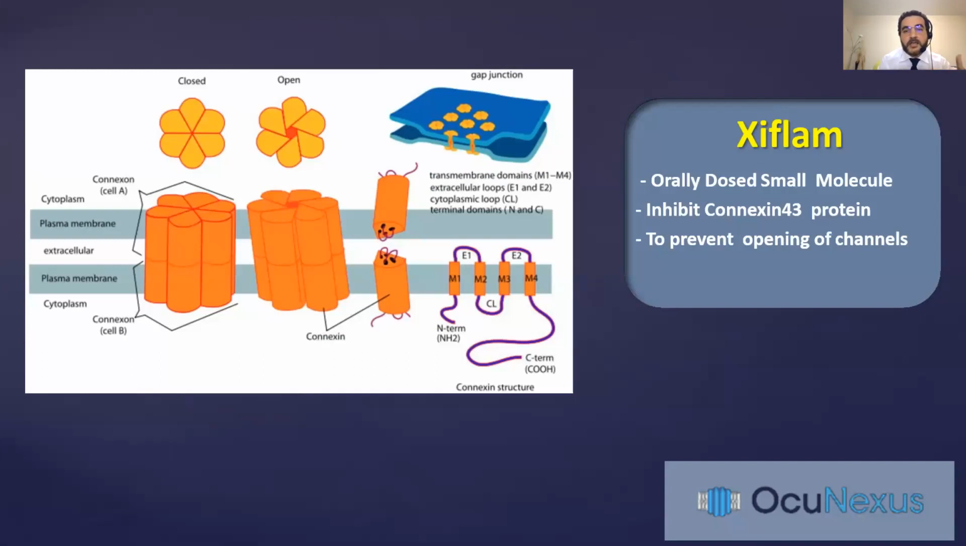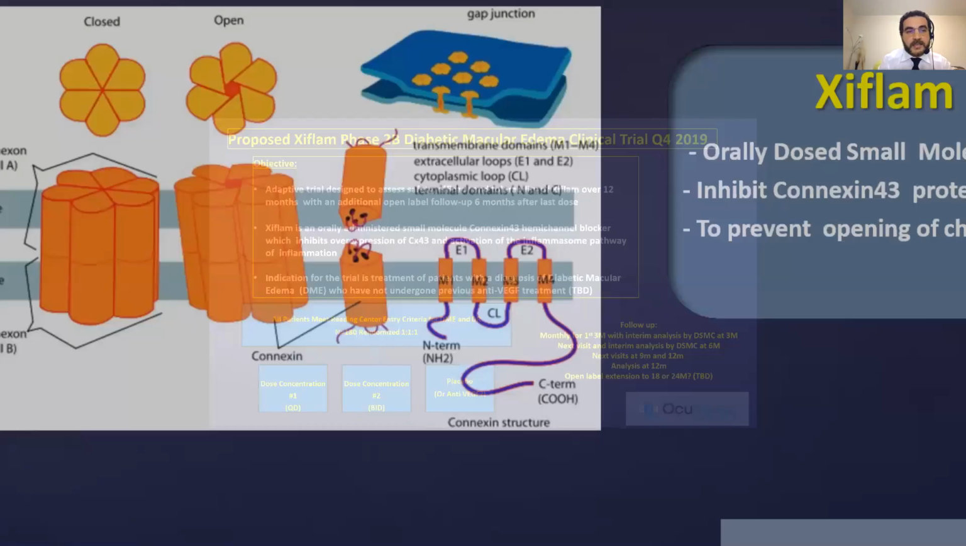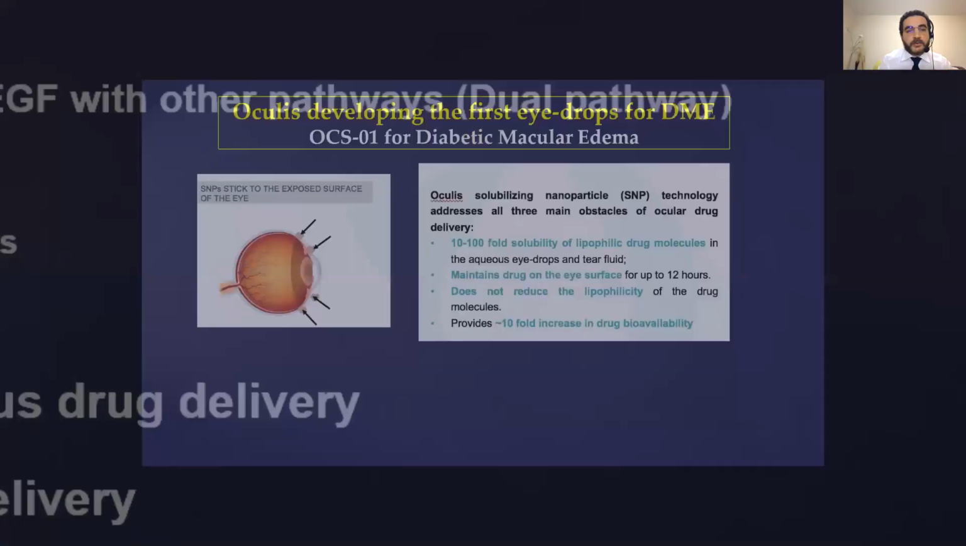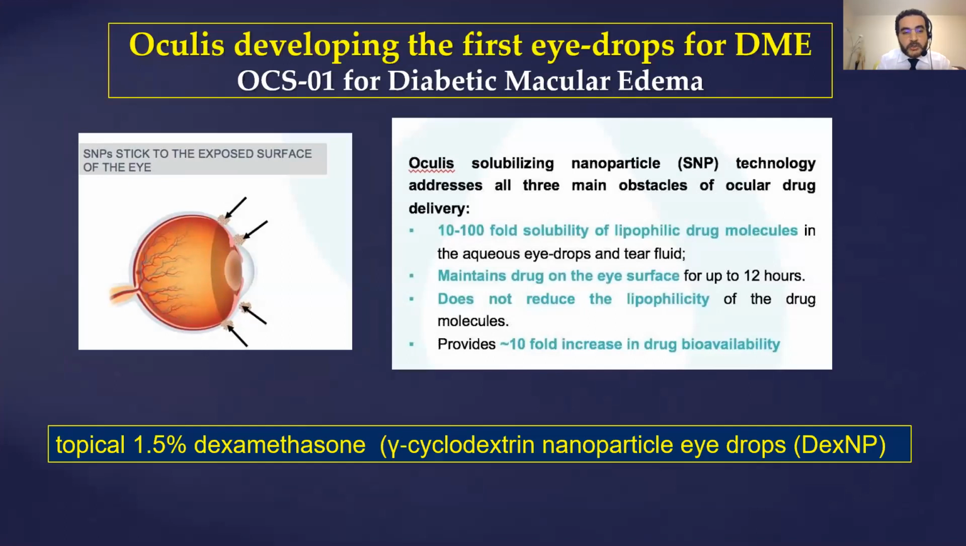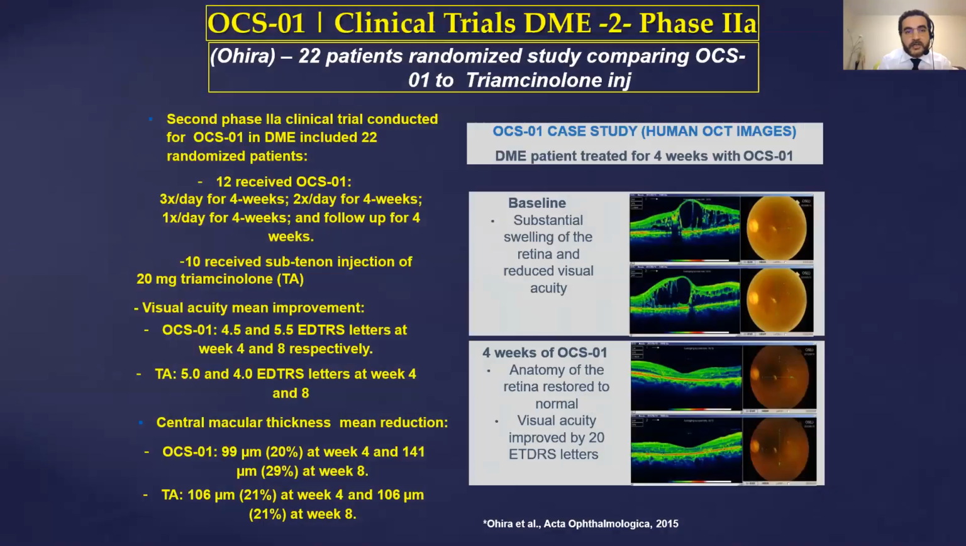They are also trying an oral treatment that inhibits the connexin 43 protein to prevent opening of the channel. This is also under investigation. The last one is topical drops. They are trying to use topical 1.5% dexamethasone, and they are innovating with what is called the soluble ocular nanoparticle technology, a specific vehicle that increases the concentration of the drug inside the eye. So even topical drops are being tried, and this is the trial going on.